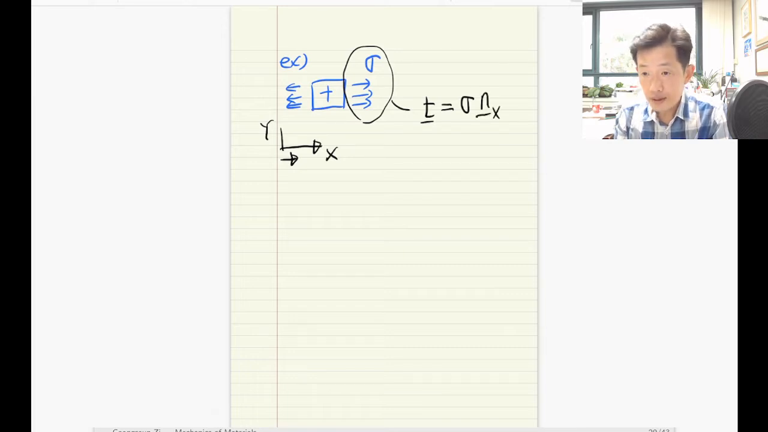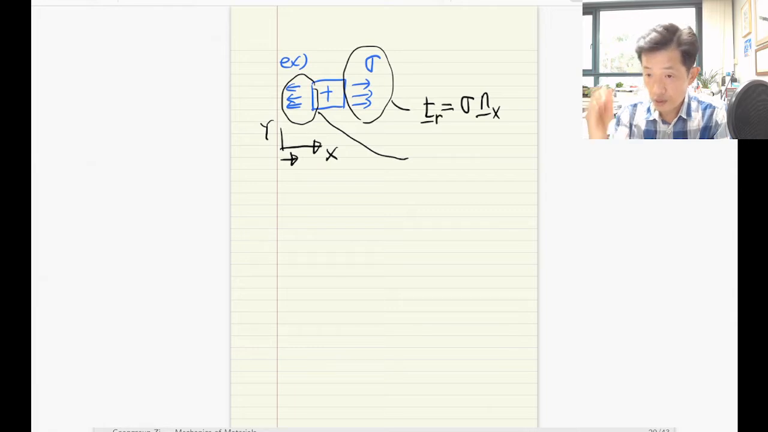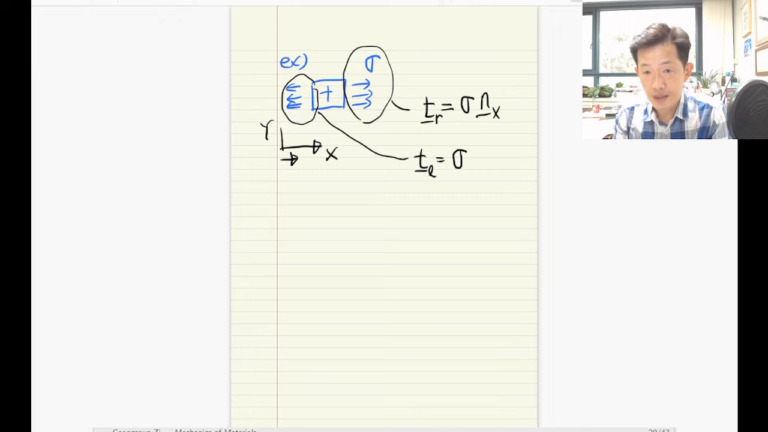And then if you look at the same stress state from the left-hand side, I want to say this is a traction on the right-hand side, and if you measure the same traction on the left-hand side, its magnitude is equal to sigma, exactly the same as before, because we are talking about the same stress state. But the direction is opposite, minus nx. This is the characteristic of the stress state, isn't it, right?